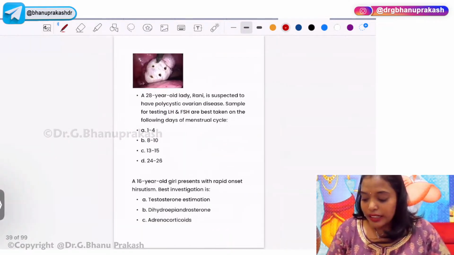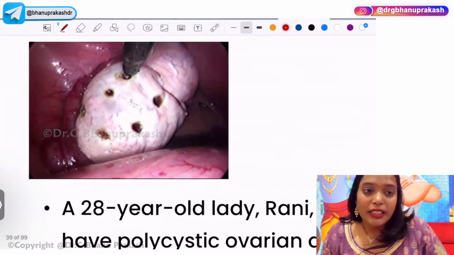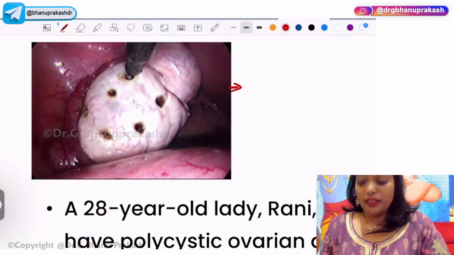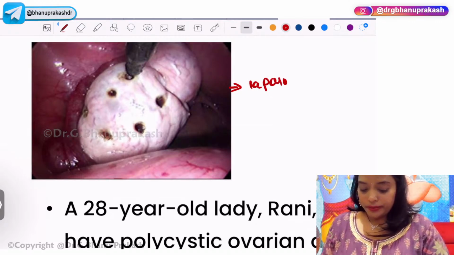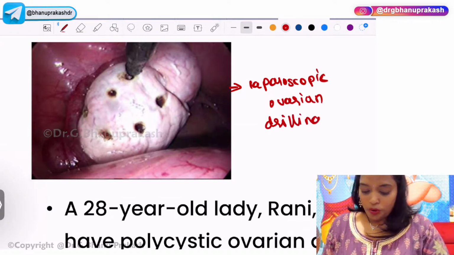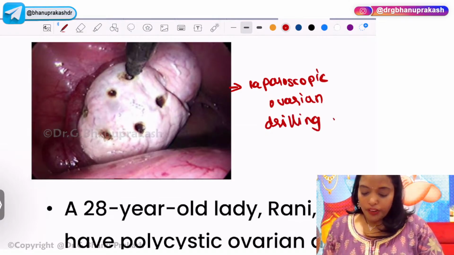Last resort is like this. See, if they give you this picture in the exam, try to answer. This is called laparoscopic ovarian drilling. Laparoscopic ovarian drilling.